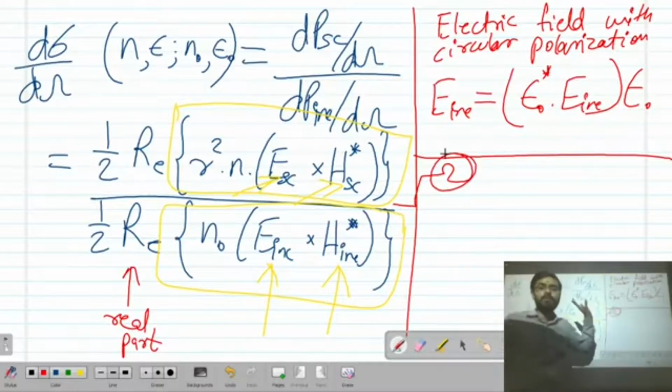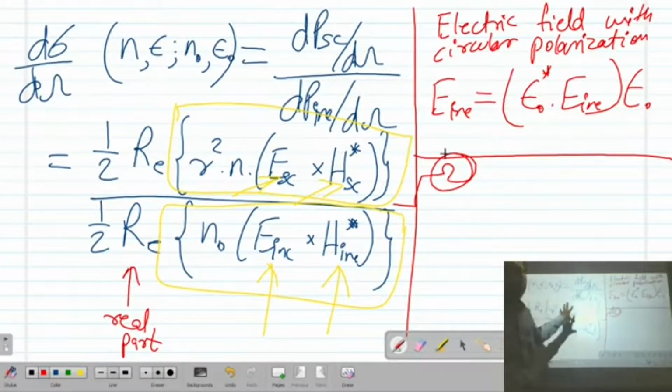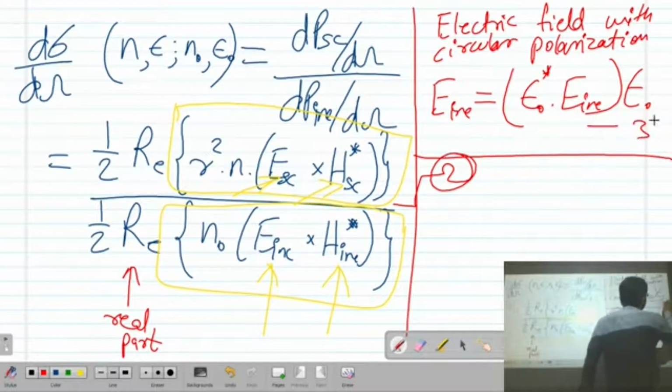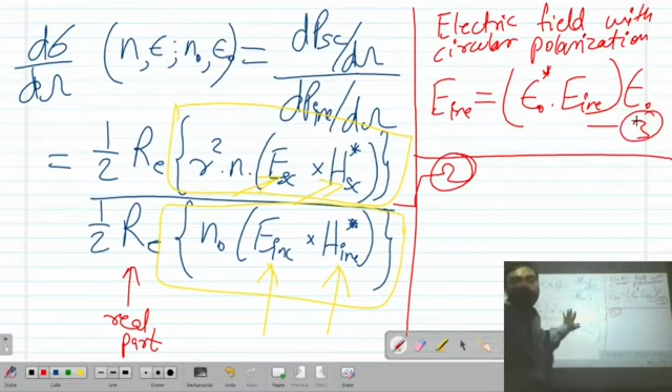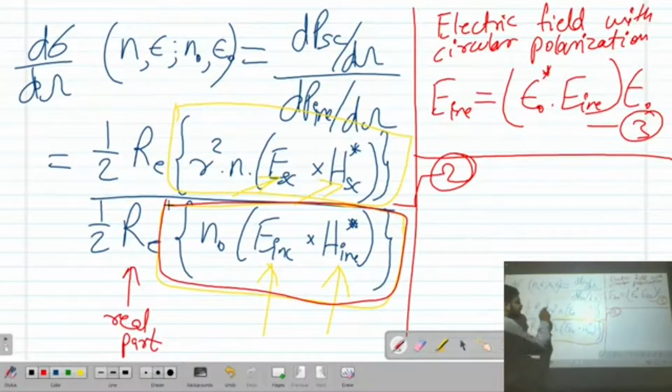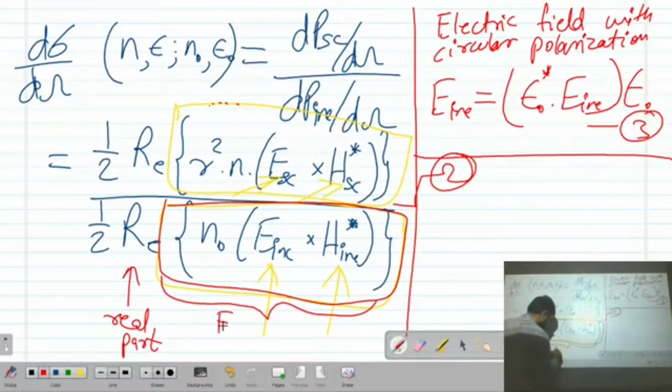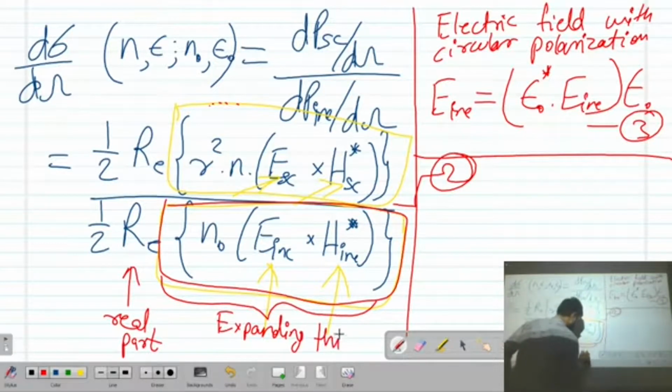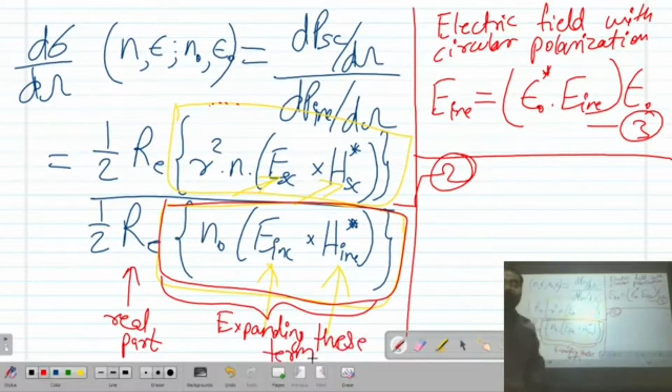The first one was 1a or 1b. This is equation number 2. Let us say this is equation number 3. Okay, equation number 2 is important because at last we will find out the value of this and we will substitute in this. We will take care of this. Now what we are doing is we are expanding this term. Okay, we are expanding this term.